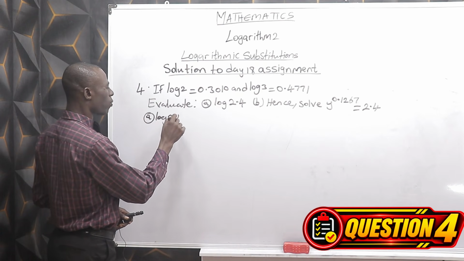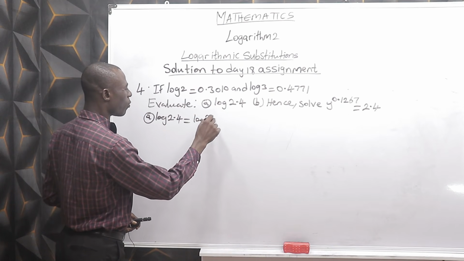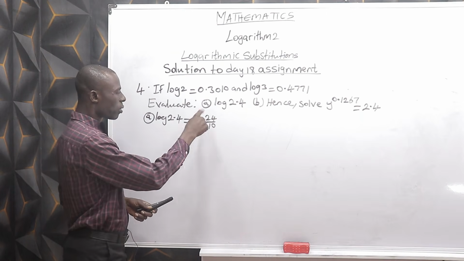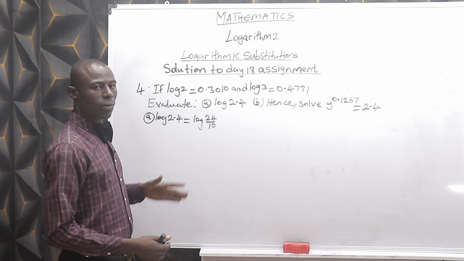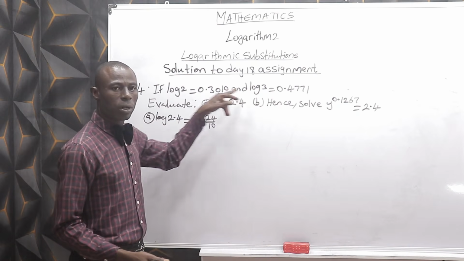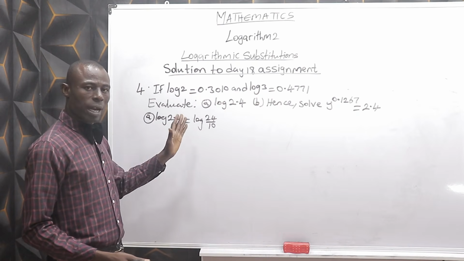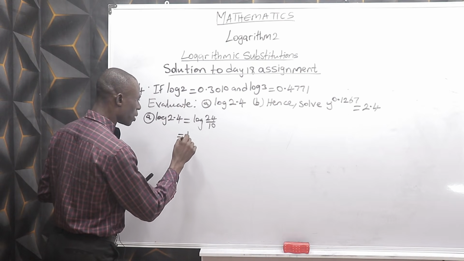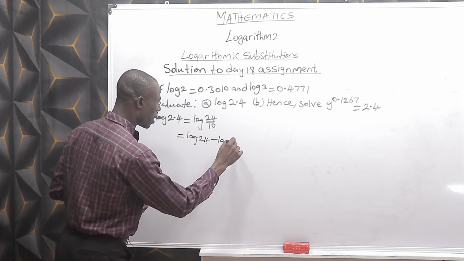Log 2.4 equals log 24 over 10. If we reduce this fraction to the lowest term, we will have 12 over 5. But mind you, 5 is not given as one of the logarithms given. So you don't dare to divide or reduce to the lowest term. So continue with it as log 24 minus log 10 base 10.